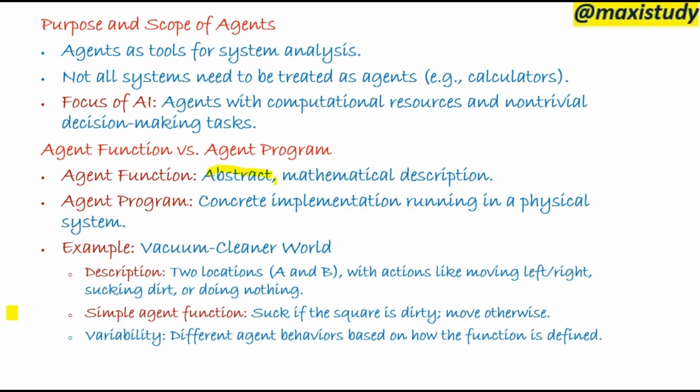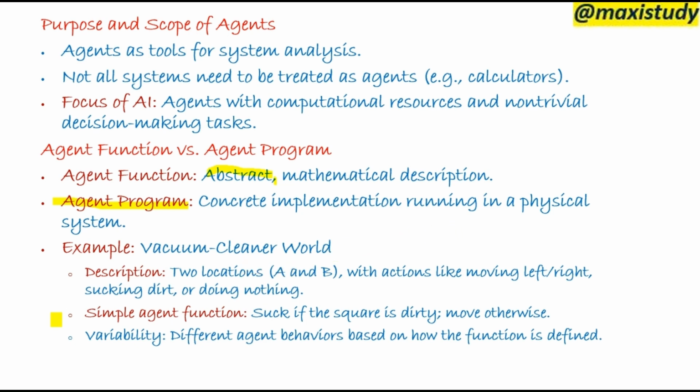The agent function is an abstract idea describing what the agent should do for any input. On the other hand, for the software implementation, we use the agent program, the real-world implementation, a set of instructions running within a system. Together, they make the agent come alive. Like, the agent function is an abstract idea and the agent program is an implementation in software. Both make it alive.